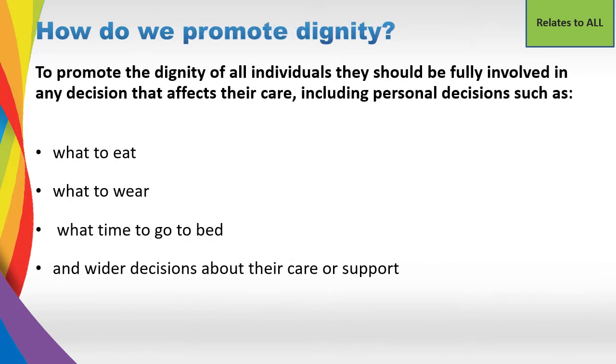It's important to promote the dignity of all individuals, that they should be fully involved in any decision that affects their care. This includes personal decisions such as what to eat, what they want to wear, what time they go to bed, and wider decisions about their care or support. And again, we've talked about this over some of the other sessions. It is important if we're asking people to all go to bed at the same time. We said before, that's institutional abuse. We need to find out what time they want to go to bed.